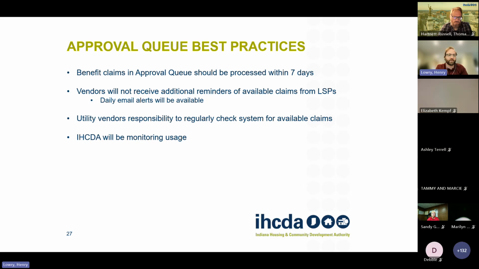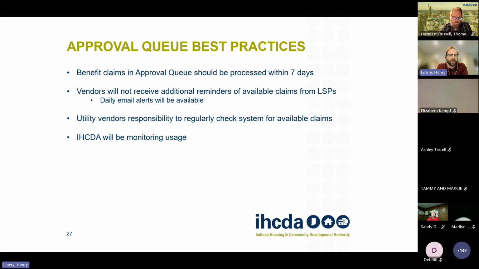So some approval queue best practices. Benefit claims that are in the approval queue should be processed within 7 days. So this is just the same as a transmittal. You should not be sitting on transmittals more than 7 days. As a reminder, the quicker you process those, the quicker you can get paid.